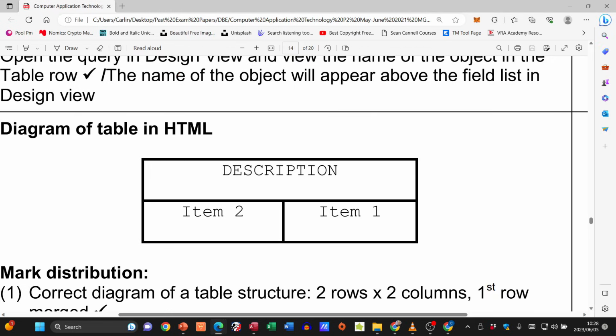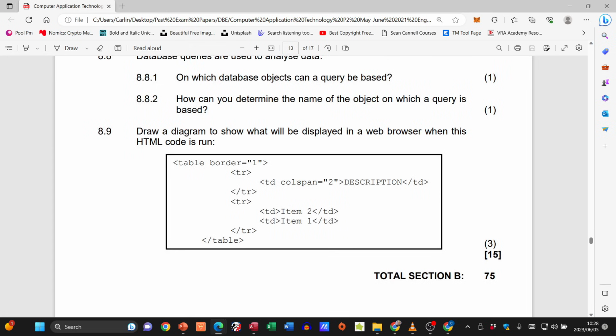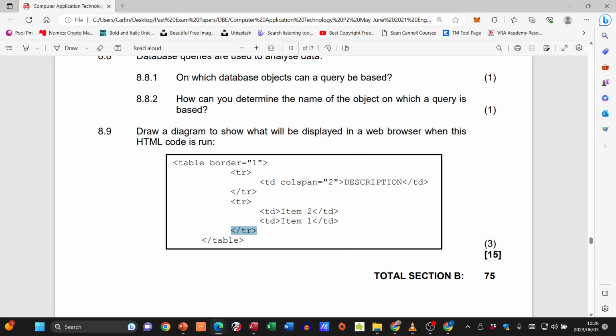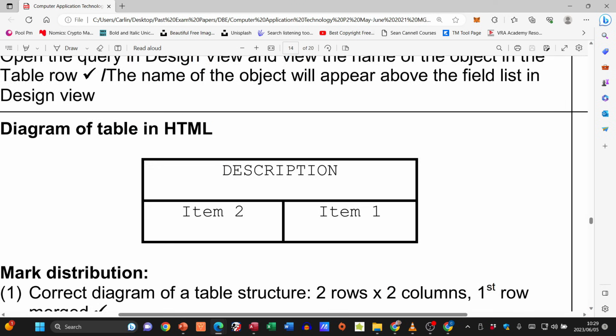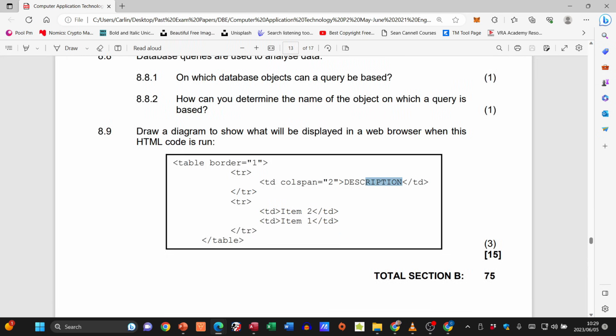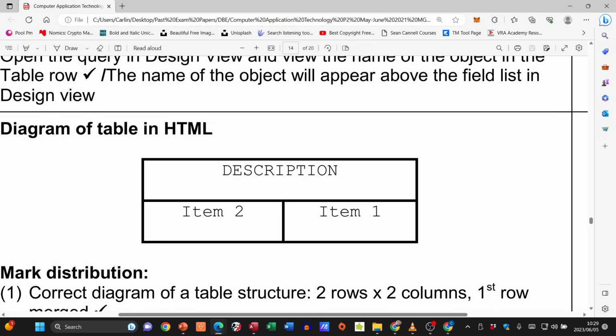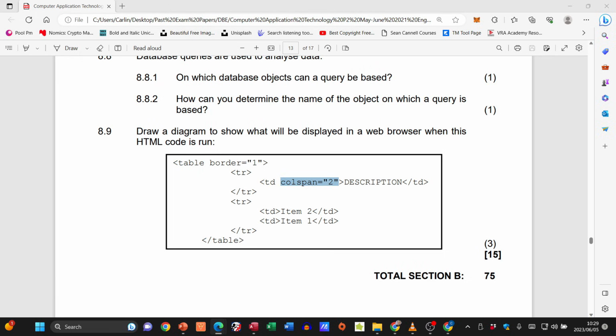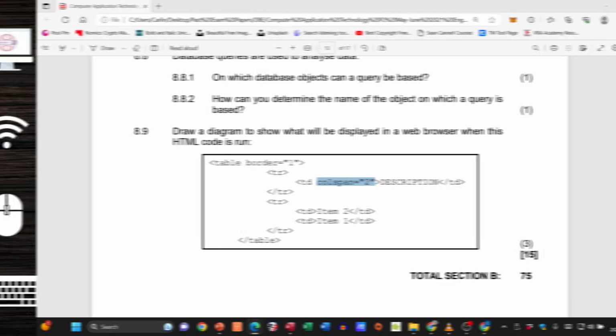This is what it will look like. There you can see I've got my table border. Then I've got 1 row, and I've got 2 rows. Do I have 2 rows? 1, 2. Because I've got 2 entries in that row, it means I've got 2 columns. 1, 2. And this is why this description, this heading, wants to span over 2 columns. Right, guys. So that brings us to the end of section B.